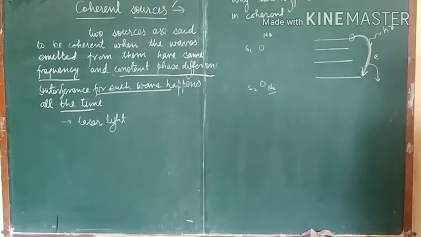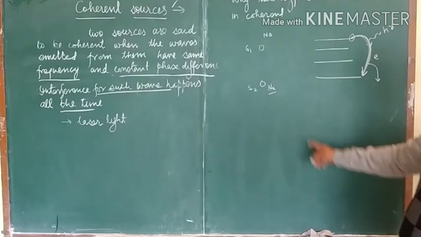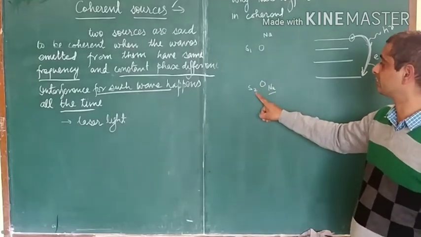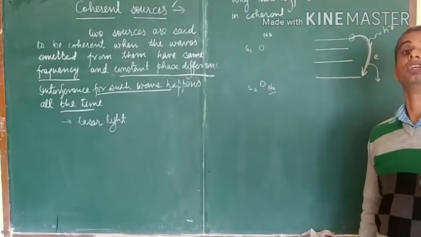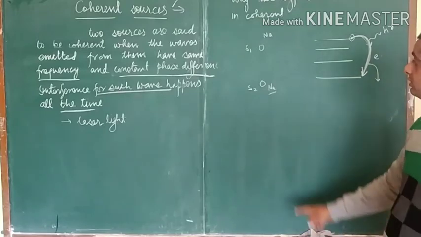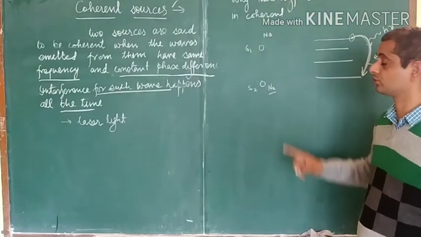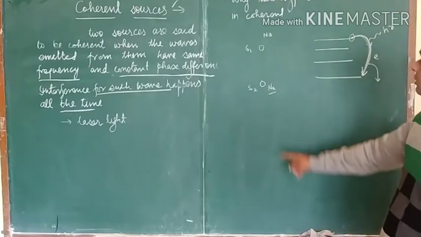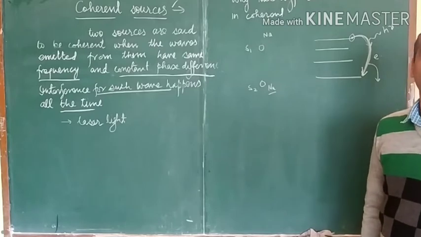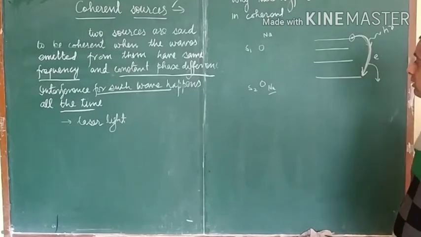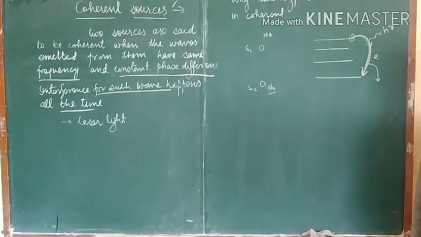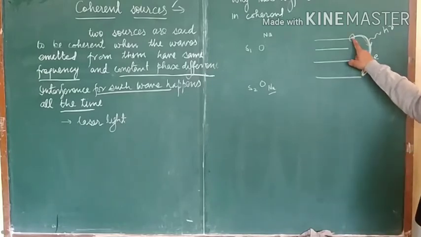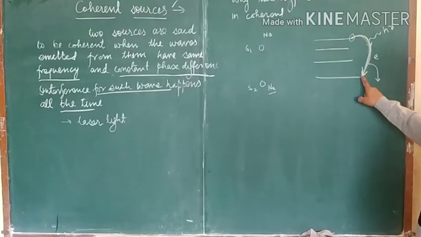Let us discuss why two independent sources cannot be coherent sources. Suppose I am having two sources S1 and S2, even if they are of the same type. That is, if I take sodium, this is also sodium, but they are independent sources. Even then, these two sources cannot be coherent. It is because any source will emit light only when it de-excites from a higher energy level to a lower energy level.